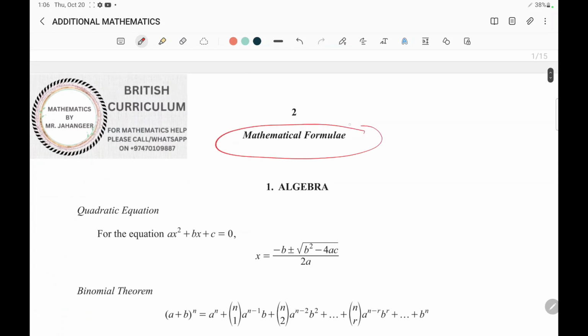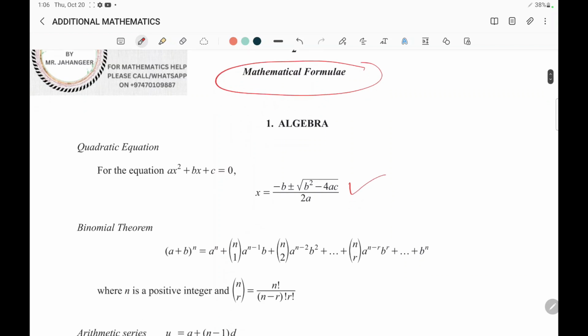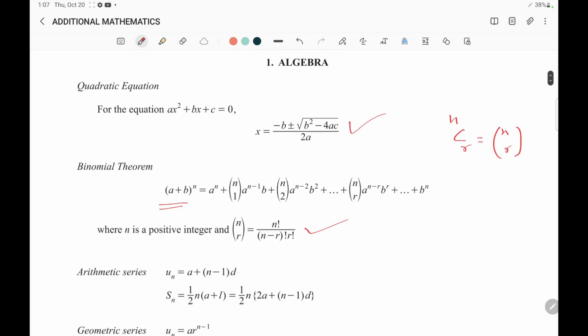Here are some formulas. Even though formulas are given, you should memorize all these formulas to speed up your calculation. The first one is the quadratic formula. That's very simple. This is the binomial theorem: a plus b to the power n equals a to the power n plus nC1. Generally nCr can be written as bracket n and r like this. We can use the calculator directly, or this formula is given: n factorial over n minus r factorial times r factorial.